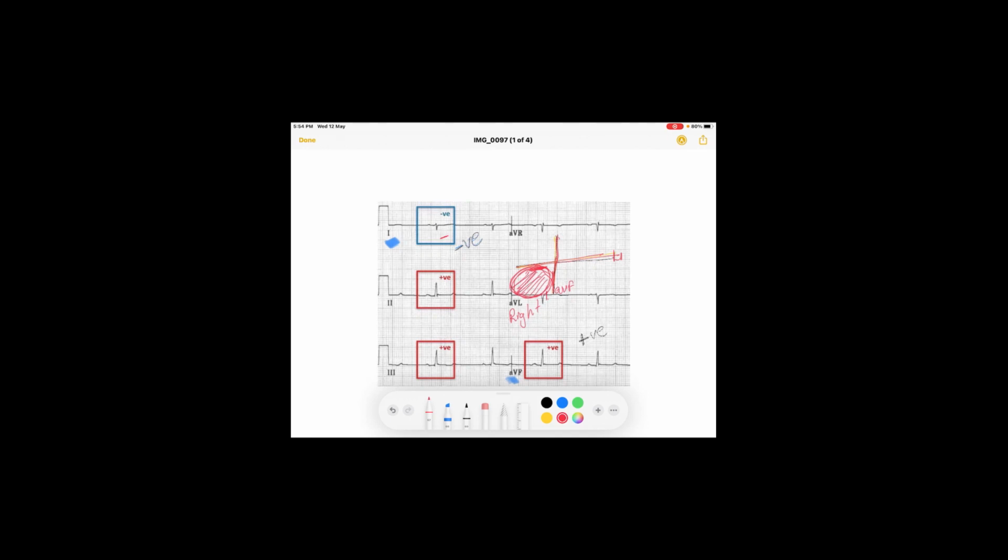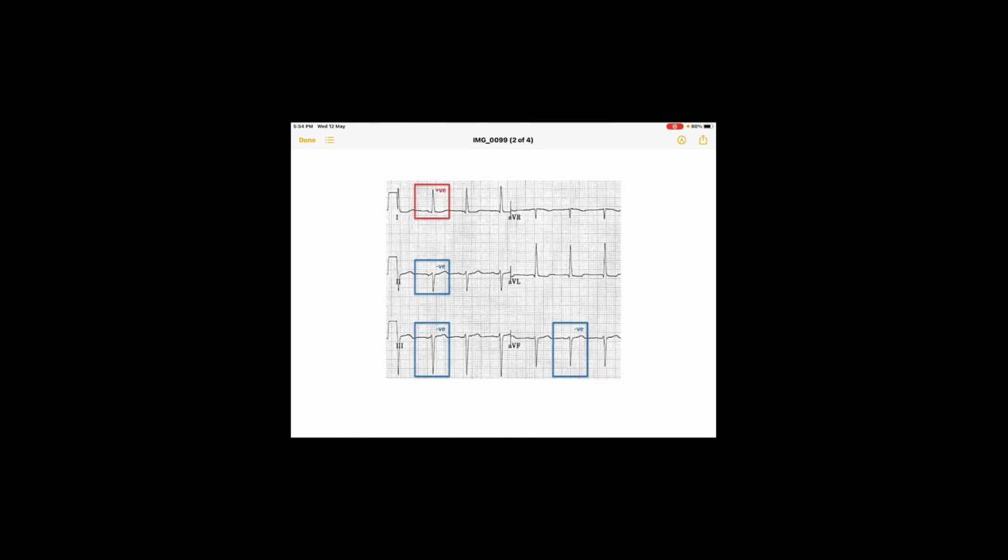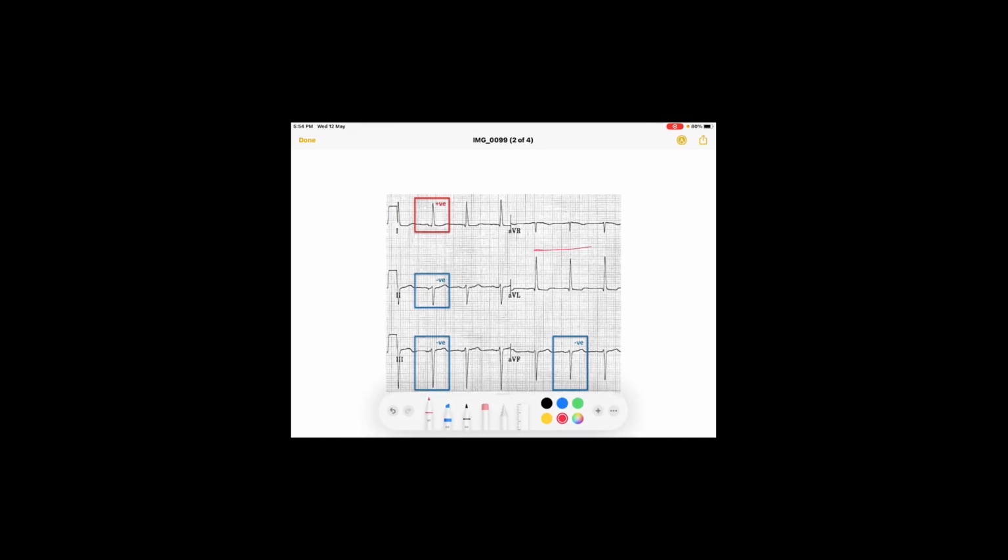Now let's go to the second image. This is the cardiac vector. Lead 1 is a positive wave, somewhere here. Then see AVF, AVF is a negative wave, so it is here. So it is encroaching this region, so it is left axis deviation.